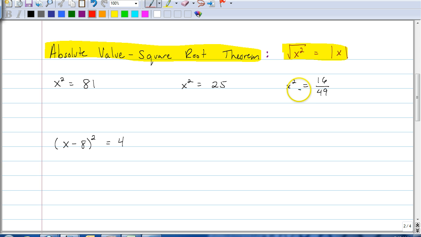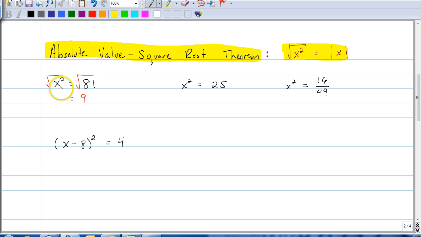Here's what I mean. In the past, you might have seen problems like this, where x squared equals 81, and you say that, well, x is going to equal 9 because the square root of 81 is 9. That's true, but it's only partially true. Here's why. In order to get rid of the square, we have to take the square root of both sides. So the square root of 81, yes, that is 9.